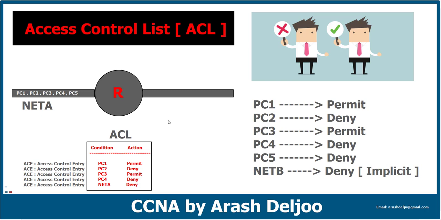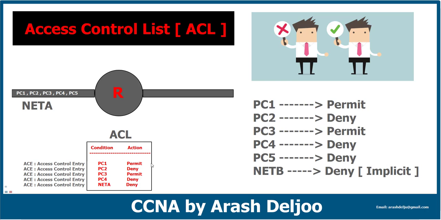In this picture, you can see we have a router, and here we have net A. In this network, we have 5 PCs: PC1, PC2, PC3, PC4, and PC5. And this is our access list. As you can see, in this access list we have 5 access control entries, or simply you can say ACL statements.